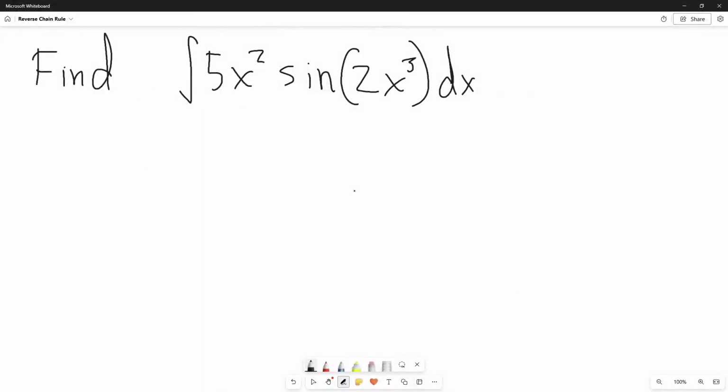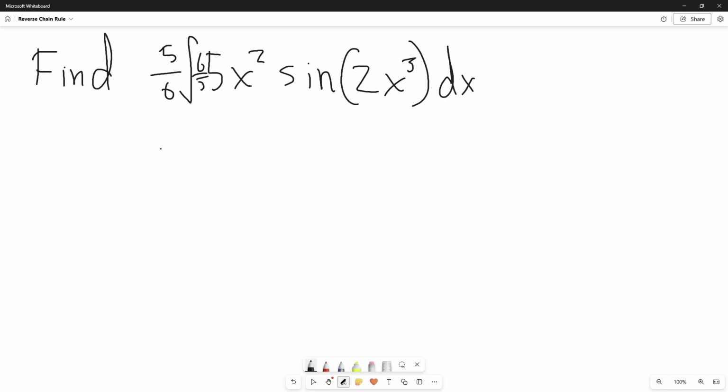And now let's do a practice problem. If you think you know how to do this one, pause the video and do it. This one has to find the integral of 5x squared times sine of 2x cubed dx. And you should notice that this is going to be our g of x, this is going to be our g prime of x. The derivative of 2x cubed is 6x squared, so we're going to have to multiply this to get 6, so times 6 over 5, and add 5 over 6 at the beginning to compensate.